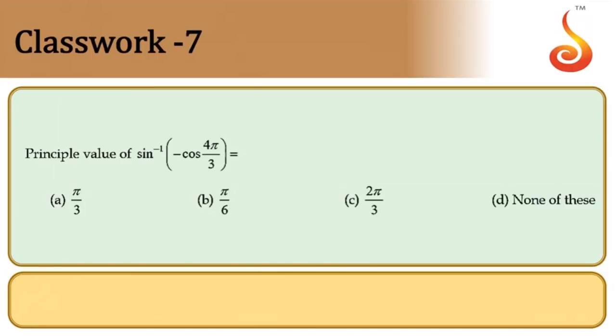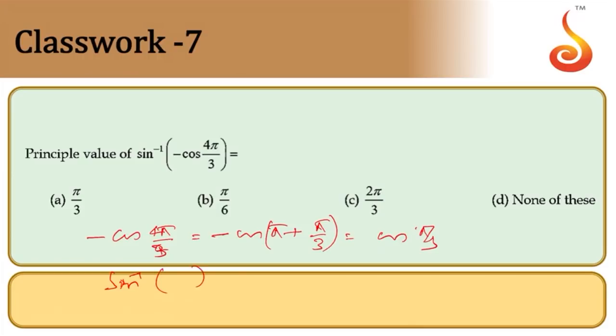So let's consider the next one, which is sine inverse of minus cos 4 pi by 3. We know cos of 4 pi by 3 is nothing but minus cos of pi plus pi by 3. We know pi plus pi by 3, so you get minus cos, so nothing but cos pi by 3. Cos pi by 3 is nothing but half. So therefore, sine inverse of this value is equal to sine pi by 3. So the answer is equal to pi by 3.